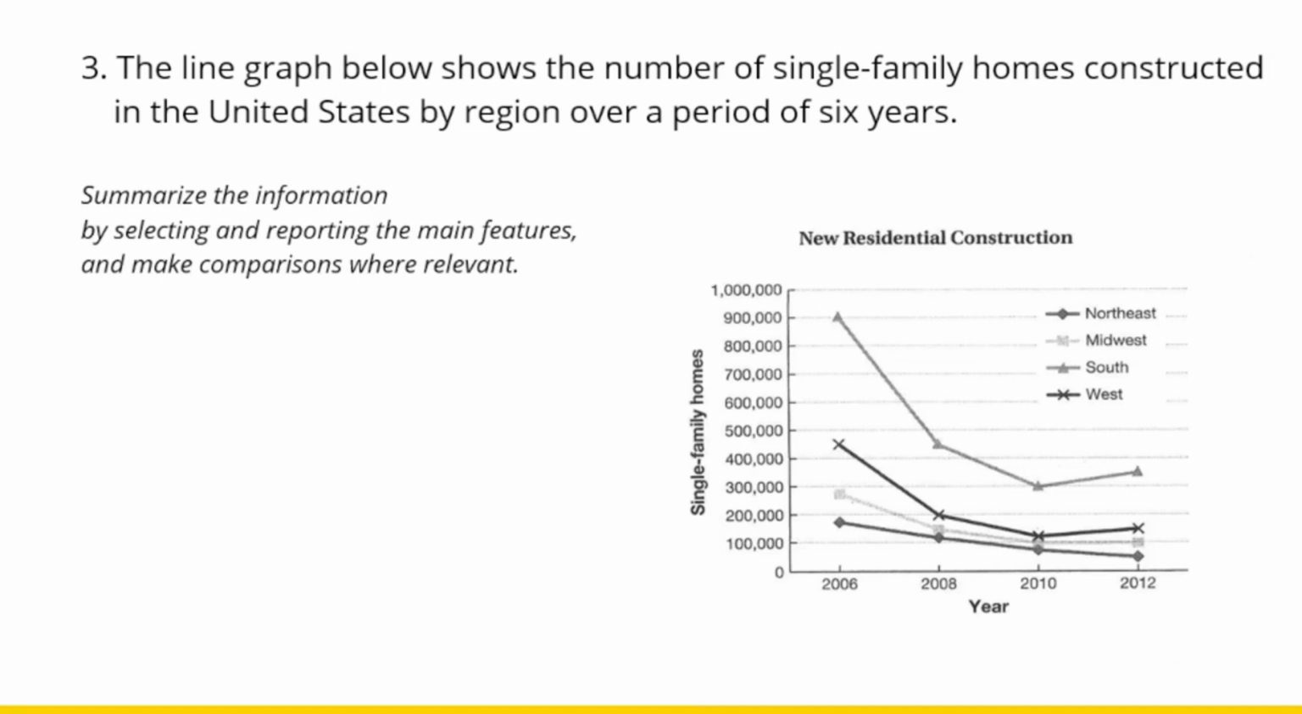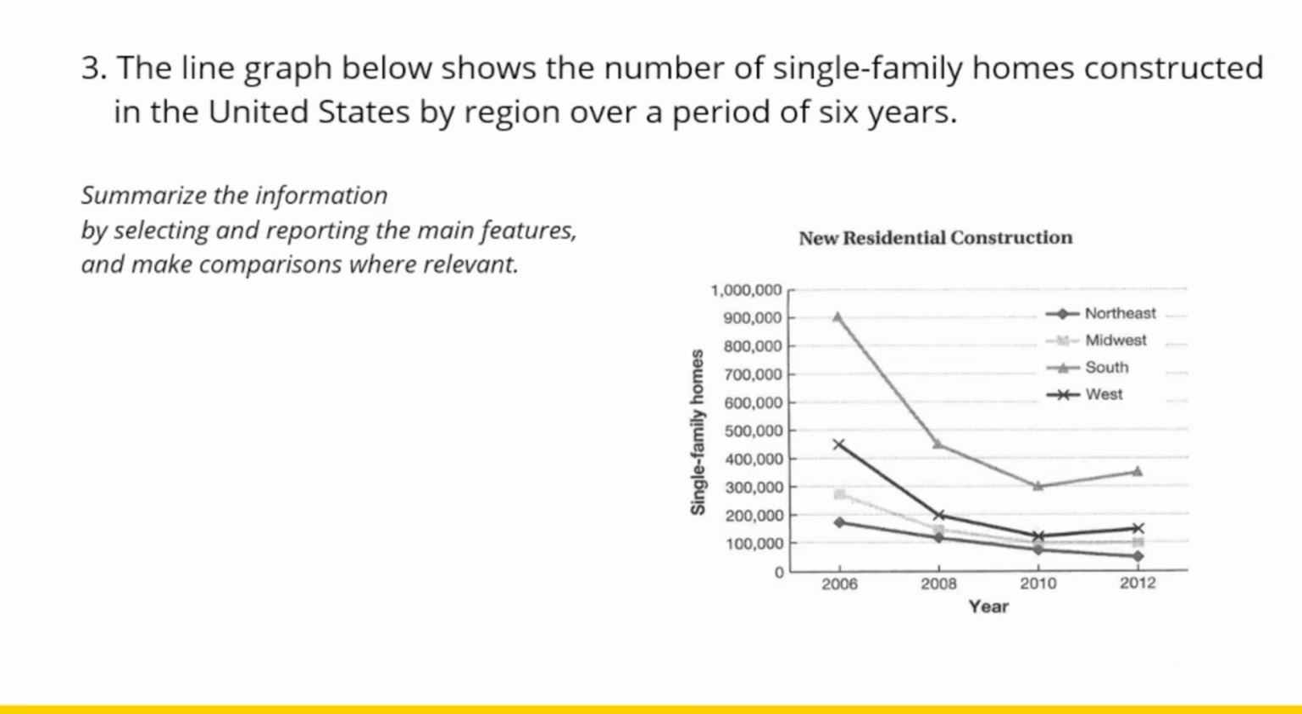So as you see, these numbers represent single family homes. And your task is exactly the same that I explained to you earlier, to summarize the information by selecting and reporting the main features and make comparison where relevant. So you are going to compare and you are going to discuss the most important details in this graphic. So for example, highest number, lowest number.